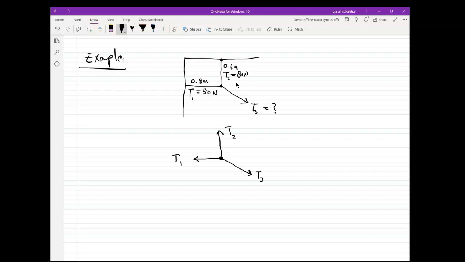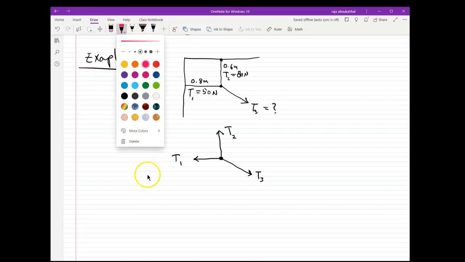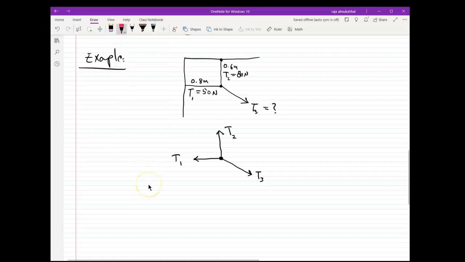Okay, so I need, because T2 and T1 are, the T2 is vertical, T1 is horizontal. There's no problem with that. But T3 is an issue here because it is not vertical, it's not horizontal. It has two components. Let me change the color and just work it out for you. So T3 looks something like that.